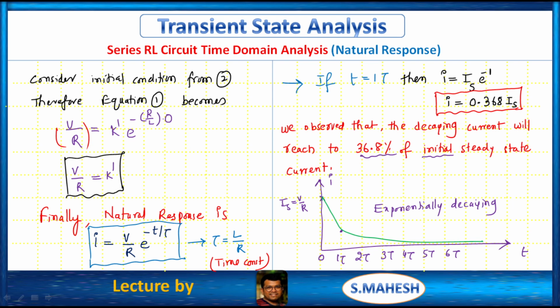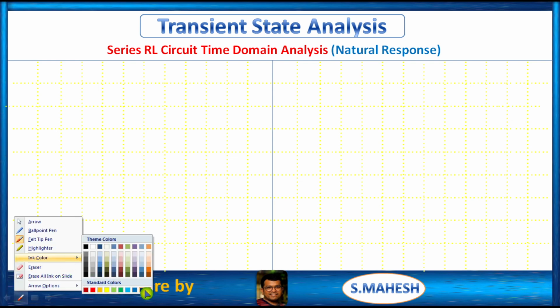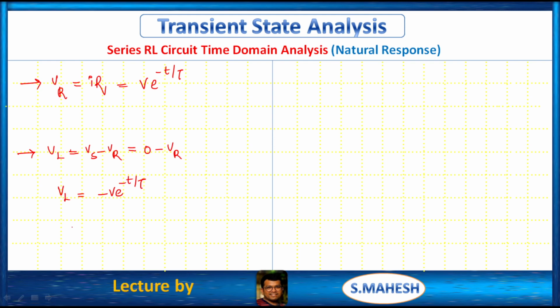That's it. Now we have to get the voltage across the resistor, inductor and instantaneous powers. First I would like to take VR, which is nothing but I into R, which is equal to V into e power minus t by tau. What about VL, which is nothing but Vs minus VR. We all know that Vs is 0, so simply minus VR. Therefore VL equals minus V e power minus t by tau. Clear?